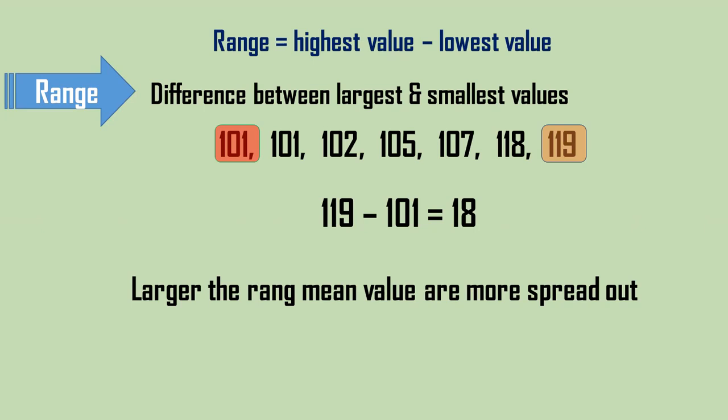If the range is a larger value, it means the data is more spread out. But if the range is smaller, it means the different values in the given data are closer to each other.